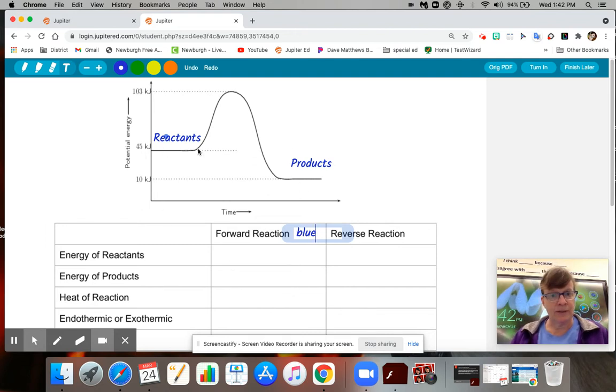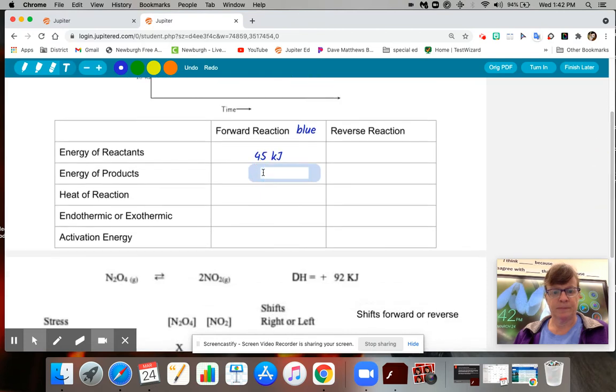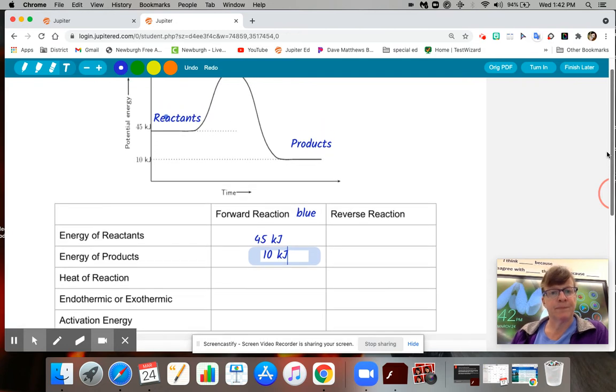Here are my reactants, 45 kJ. Products, right down here, 10. Sure we can see. Heat of reaction is the difference. So I'm going to get my writing tool here. And usually I just like drawing that triangle, right? That difference between the products and reactants.